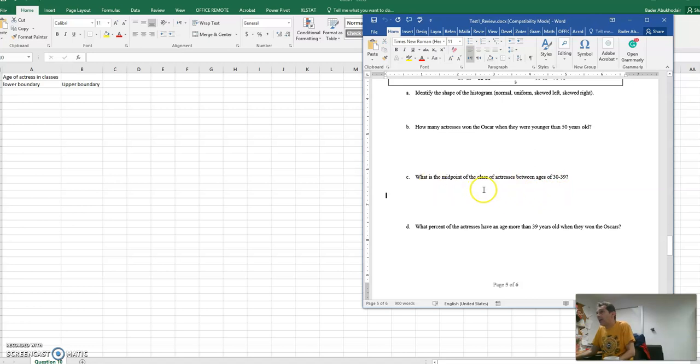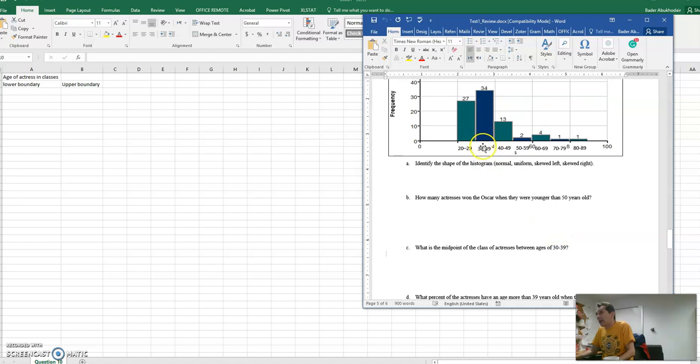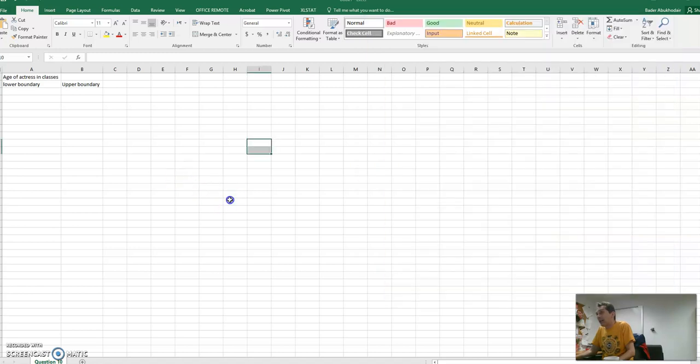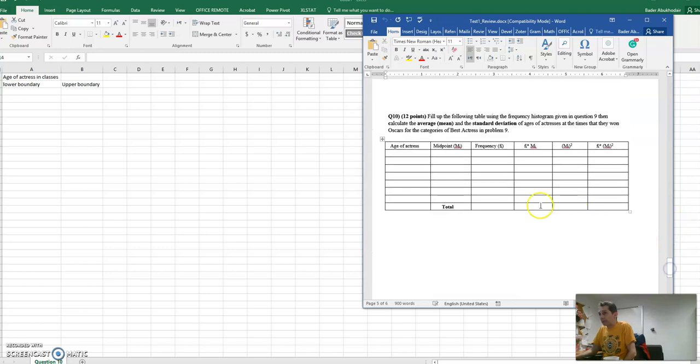He says, what is the midpoint of the class of actresses between age 30 and 39? So he's saying, what is the middle number here between 30 and 39? So the middle number is always the lower limit plus the upper limit of the class divided over 2. And you see it's 34.5. This is very important for the next calculation. Okay, so let's go to the next question, which is the goal of this whole video.